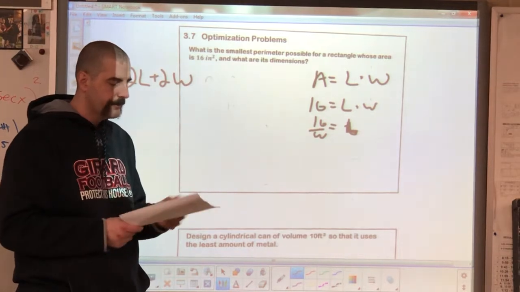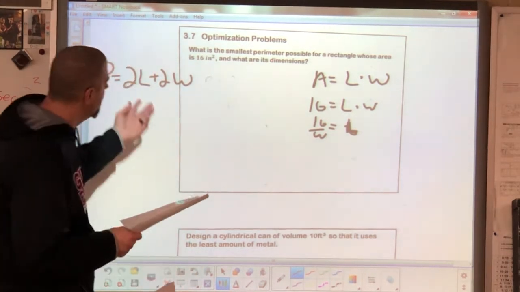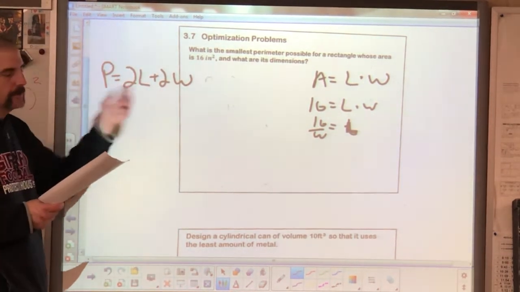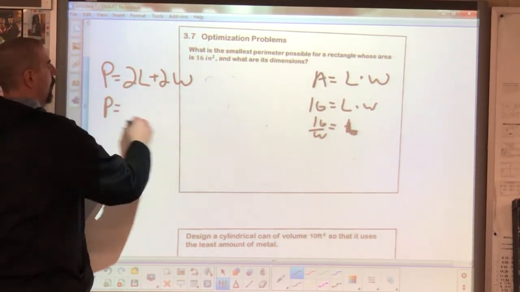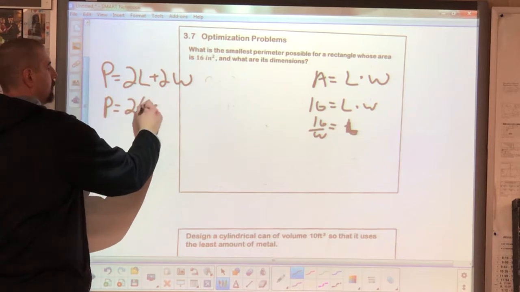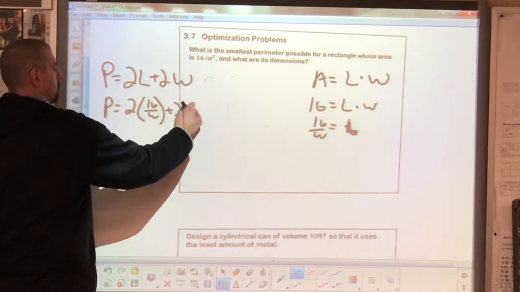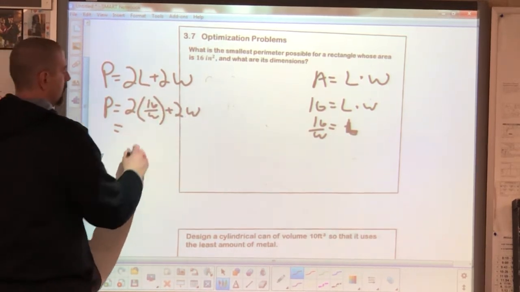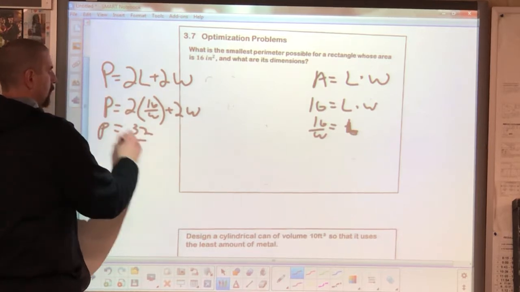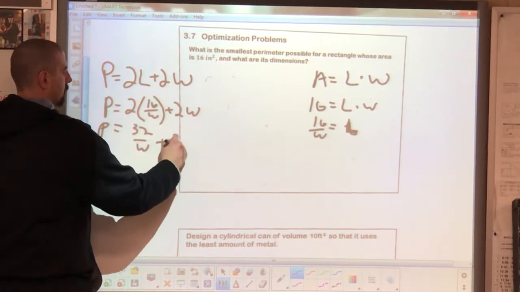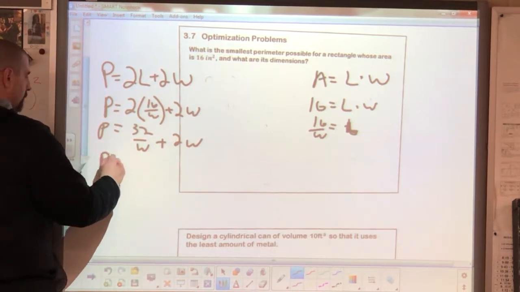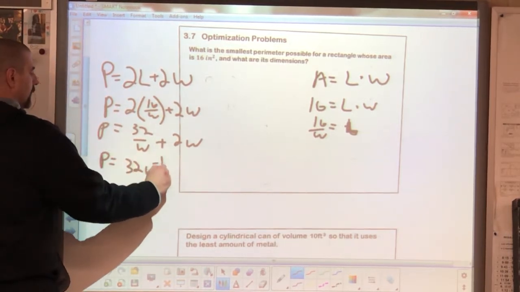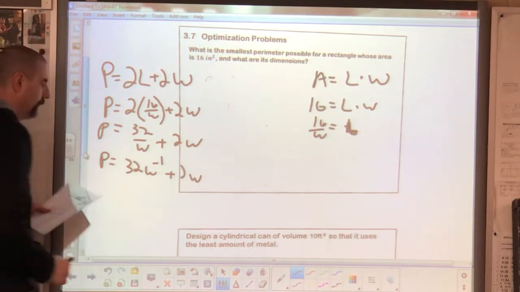Now we have too many letters here, so we want to get rid of them. I'm going to plug in for L. So it's going to be 2 times 16 over W plus 2 times W. So that's going to be P equals 32 over W plus 2W. And I like to rewrite that as P equals 32 W to the negative 1 plus 2W.